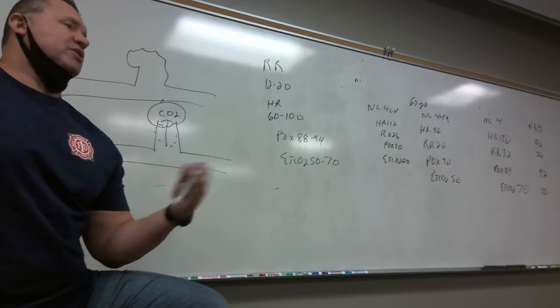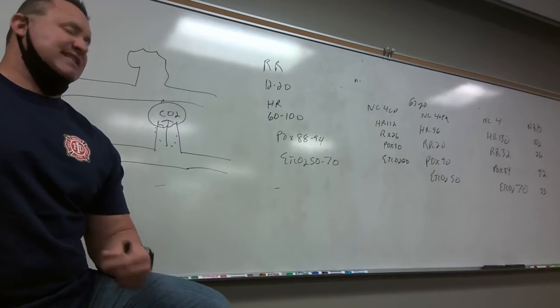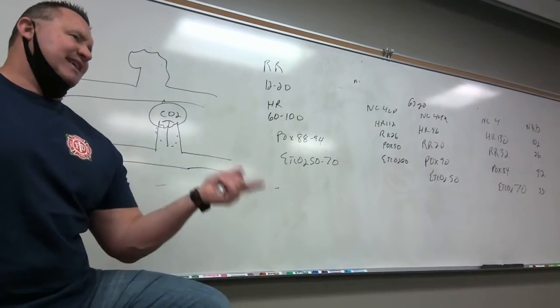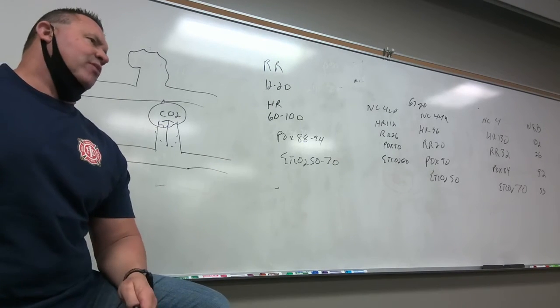If your transport time's less than 15 minutes and it's a stable patient rec check, you should have at least 2 sets of vitals, an initial and then one when you arrived at the hospital.